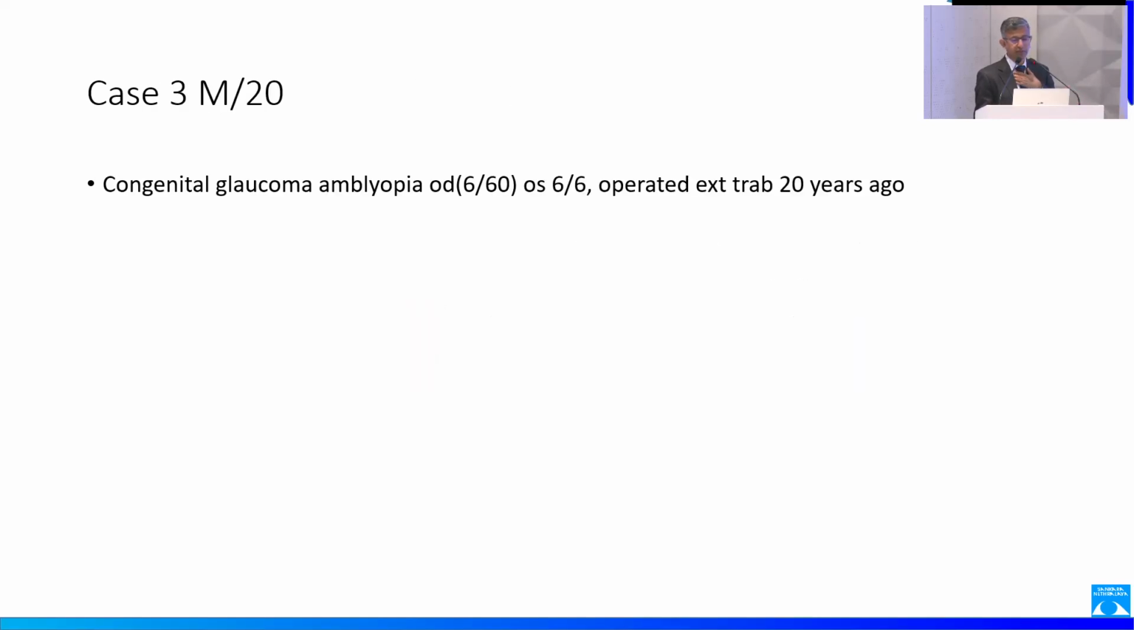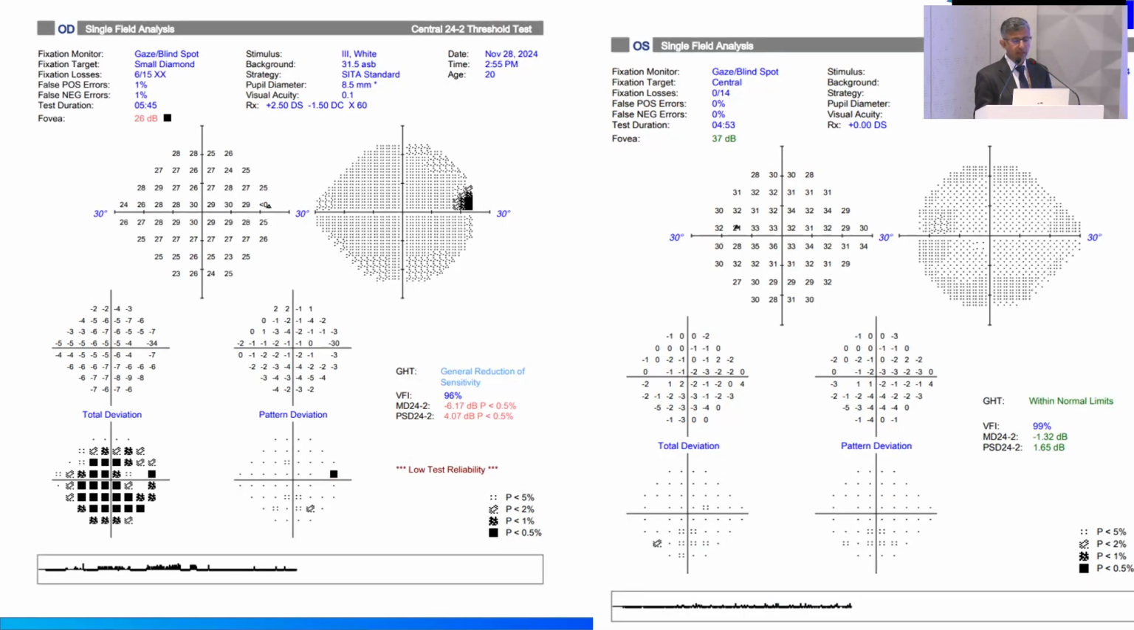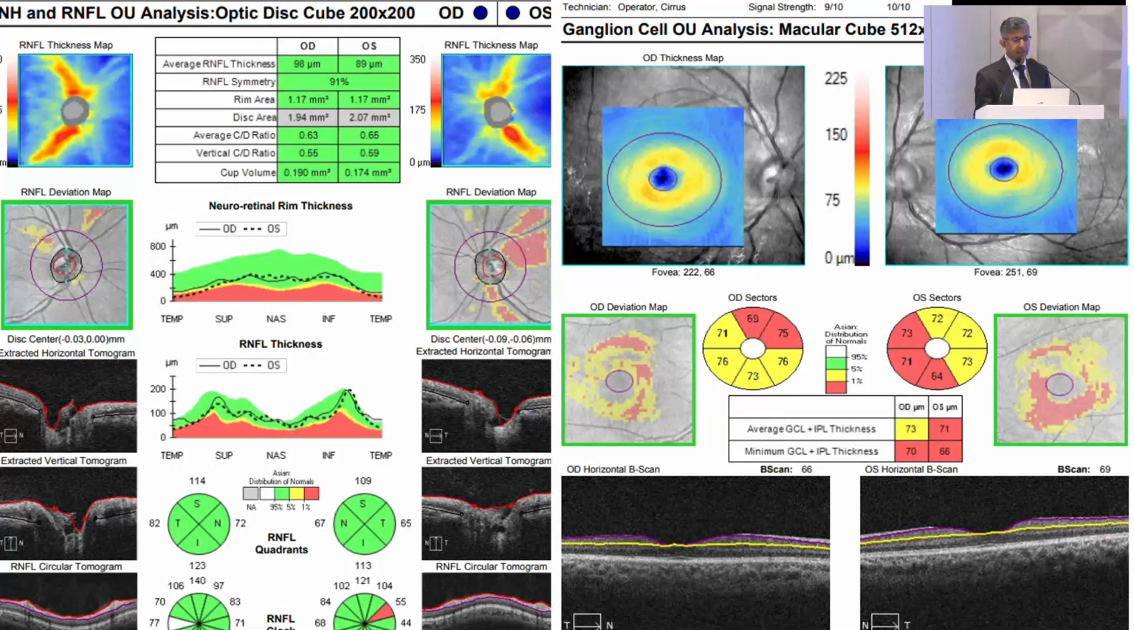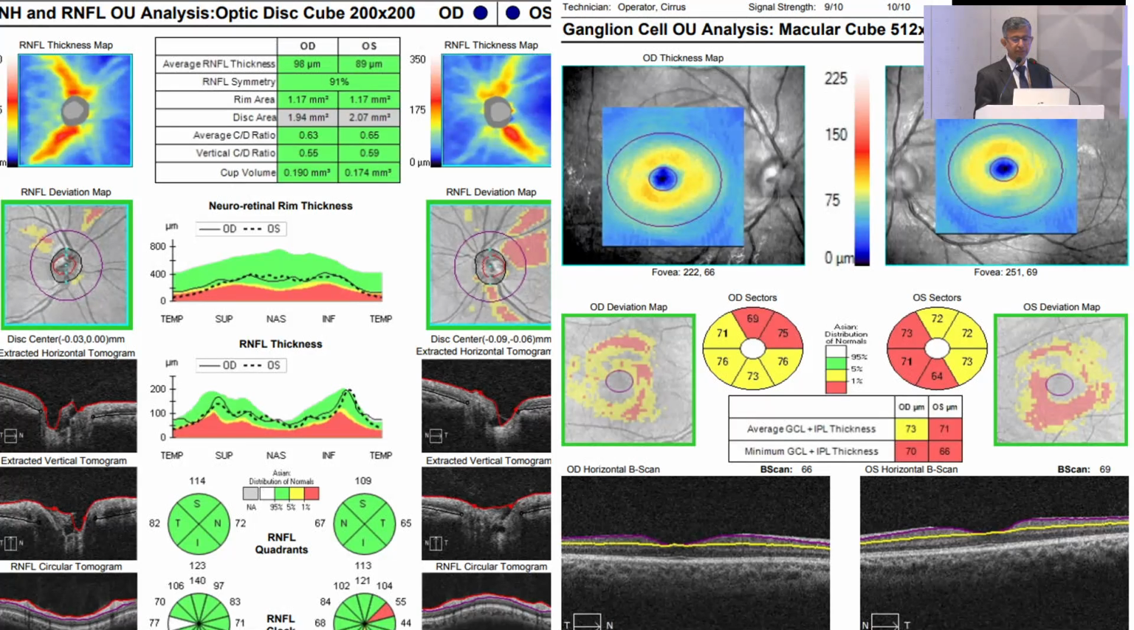This third patient actually had congenital glaucoma. He's 20 years old now. He had surgery 20 years back, and this is what the discs look like. This is what his fields look like. And this is what his RNFL looks like. The right eye is fairly okay. The left eye, you're definitely seeing some defects, and in both eyes, you're seeing some changes at the macula.